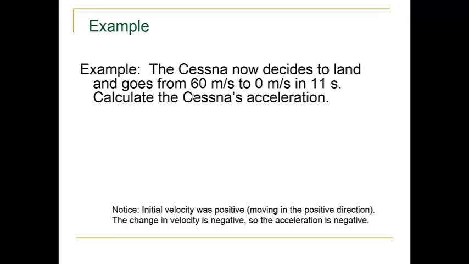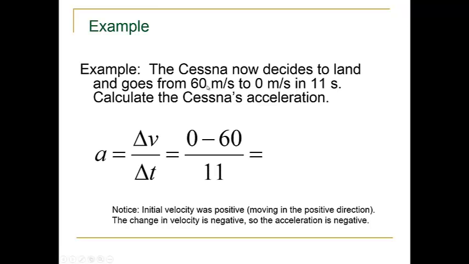Acceleration is still delta V over delta T, only now your final velocity is 0, your initial velocity is 60. So when you look at that equation, you're going to have 0 minus 60. That's going to give you a negative answer. Okay, if you look at your velocities, these are both positive, so you're still moving in a positive direction. Only now you're slowing down, so we say that your acceleration is negative. Okay, so you're decelerating. Decelerating is just another way to say slowing down or a negative acceleration.